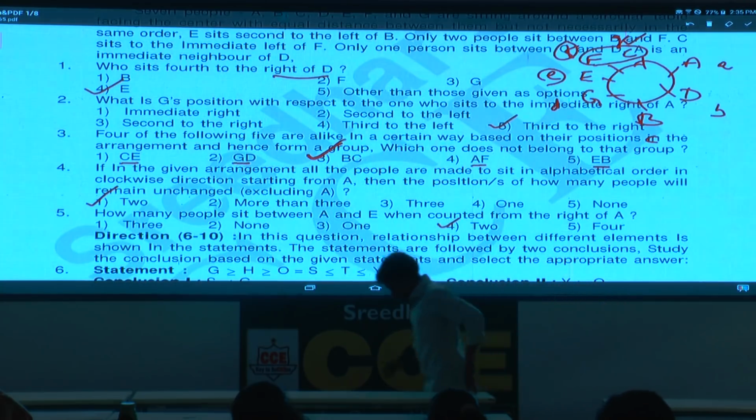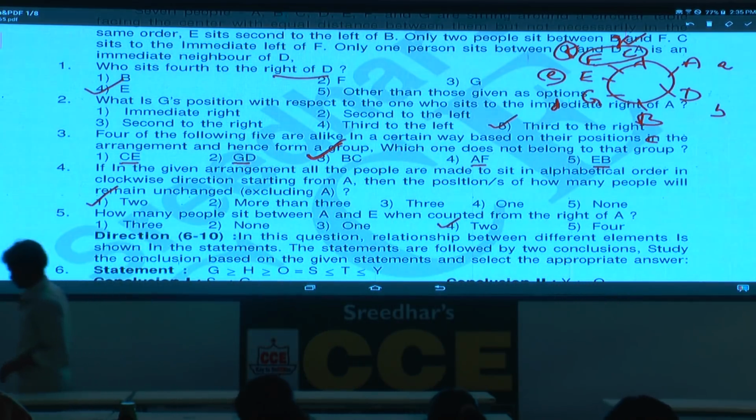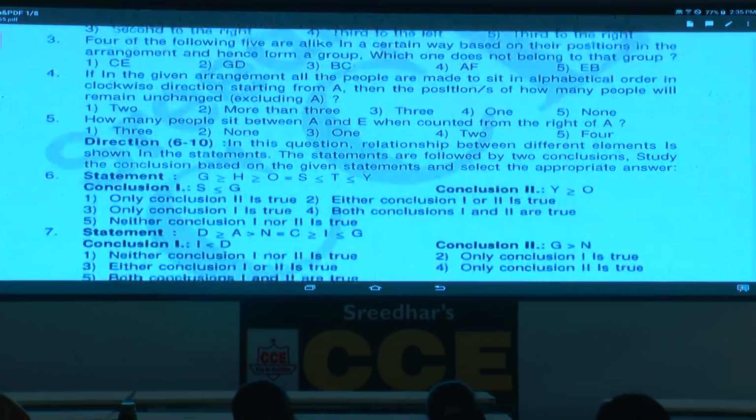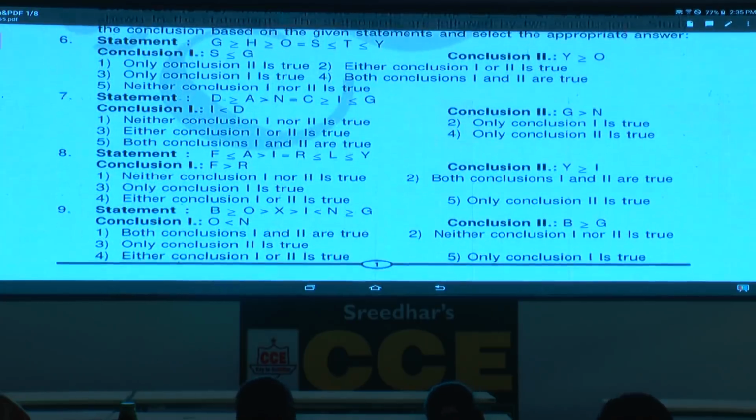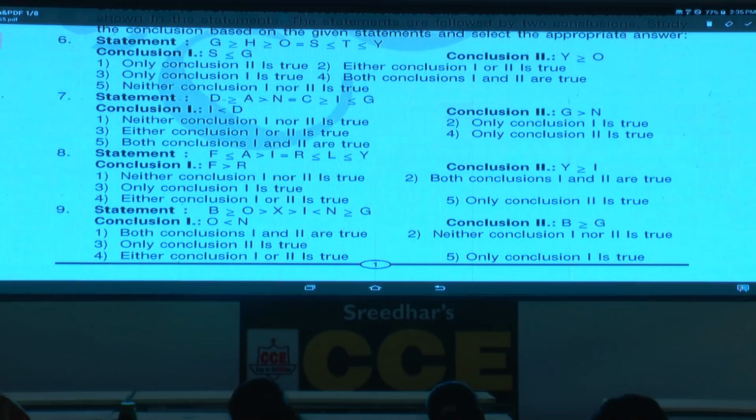Then coming to 6 to 10. Now question number 6 to 10: all these questions are based on what? Inequalities, isn't it? Now in question number 6, the relation between S and G. How can you relate S and G? G is here and S is here: G greater than or equals to S, which implies that S is lesser than or equals to G.